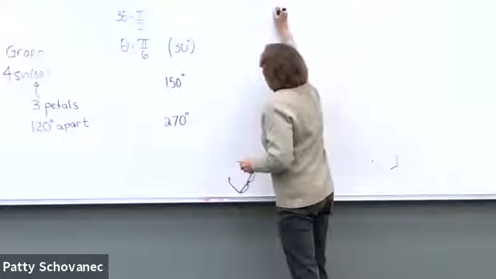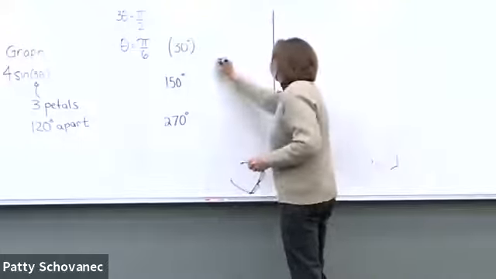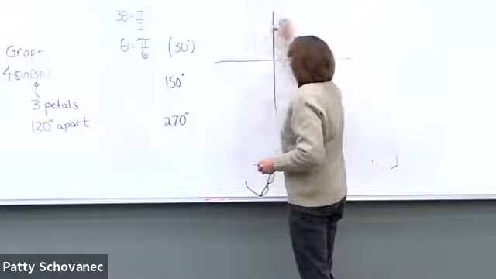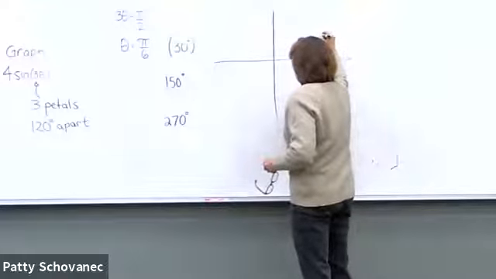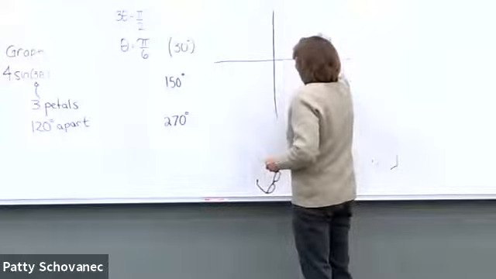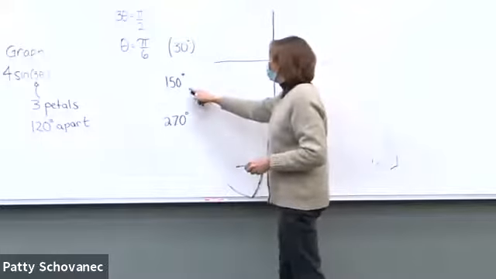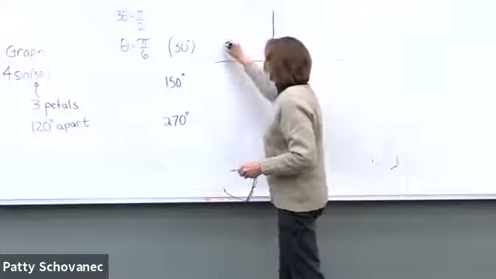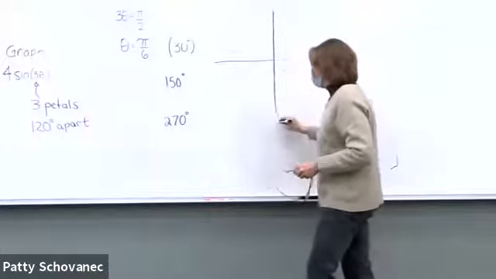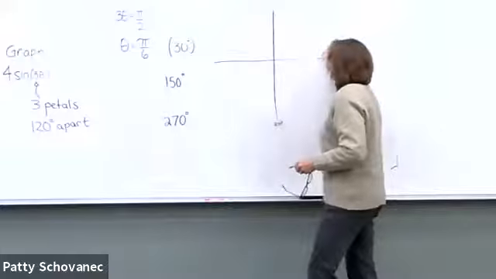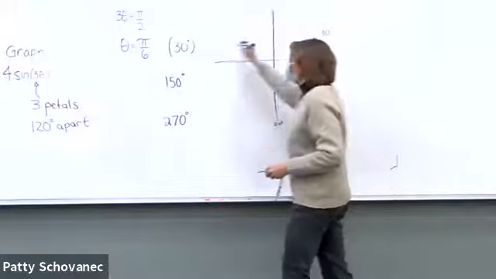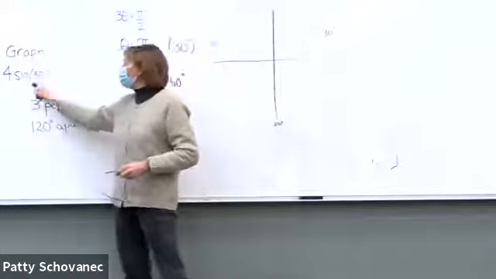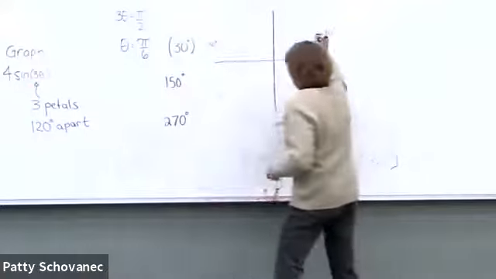Well, let's see if we can get this. So let's see, that's 180 degrees. So 30 degrees is 1/6 of the way, about right here. And 150 degrees is 30 degrees short of 180. So the next one's right there, and then 270 is down here. So I know the sine of pi over 2 is 1, so the tip of the petal comes out here to 4.